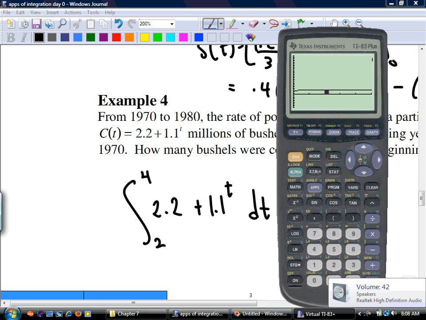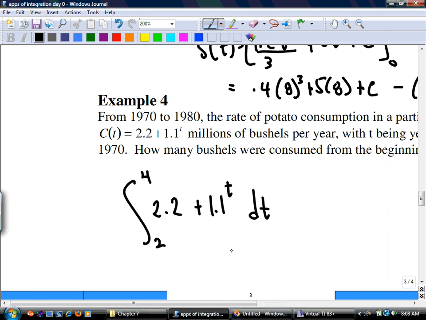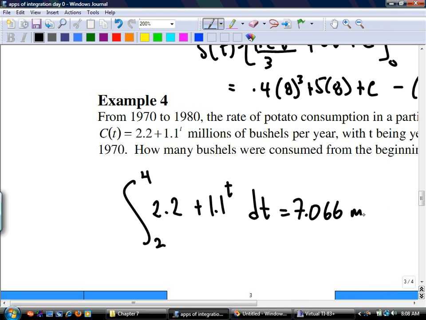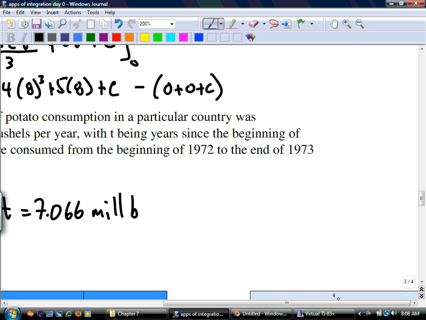We consumed 7.066031 million bushels. A whole lot of potatoes. Something like that, million bushels. That wasn't so bad.